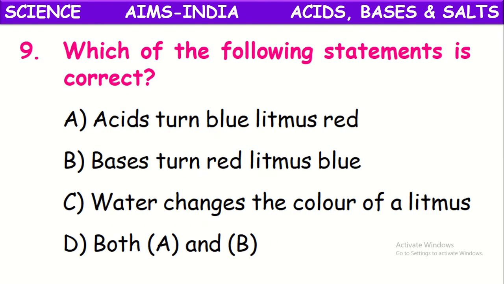Next one. Which of the following statements is correct? Some statements are given. We have to identify which statements are correct. Acids turn blue litmus red. Just now we said, acids turn blue litmus paper red. That is correct. And bases turn red litmus blue. This is also correct. Water changes the color of litmus paper. No, water cannot change the color of litmus because water is neutral in nature. So what will be the correct answer? Both A and B are correct statements. So D will be the correct answer, isn't it?